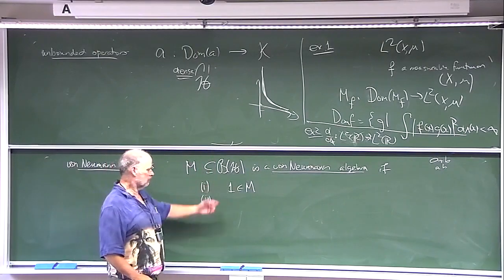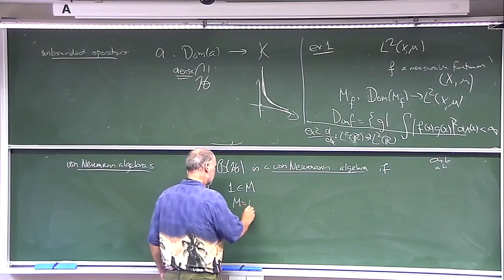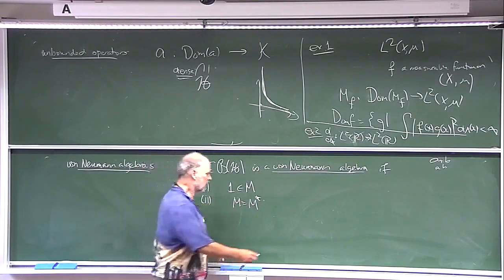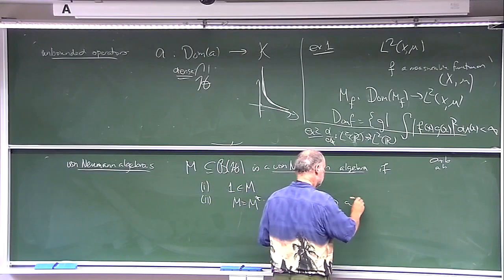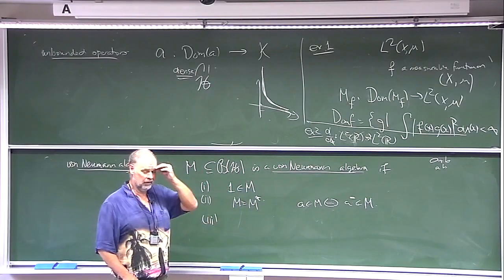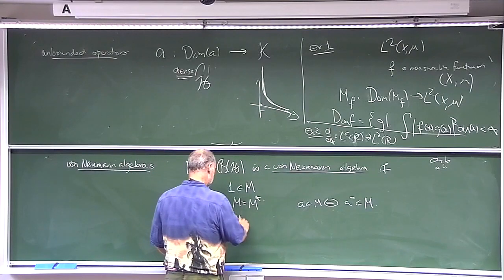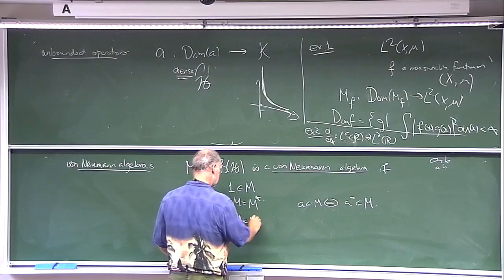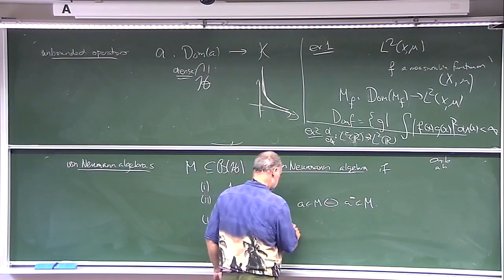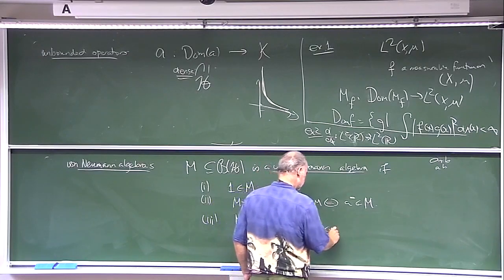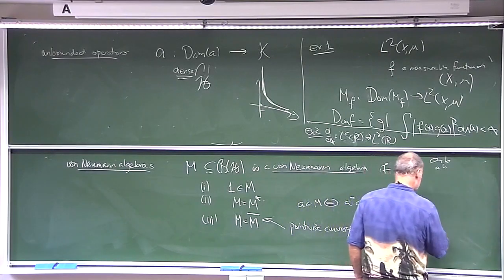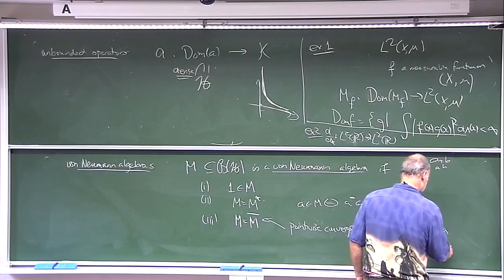Why not? Now the second one is M equals M star. This does not mean that it consists of self-adjoint operators. It means that if A is in M, then A star is in M. That condition may look innocent, but we'll see that it's very stringent, very powerful. And the third one is simply that it's closed. I have to say what I mean by this closure. This is pointwise. It means that if you have a net A_n tends to A, pointwise, then A is in M.